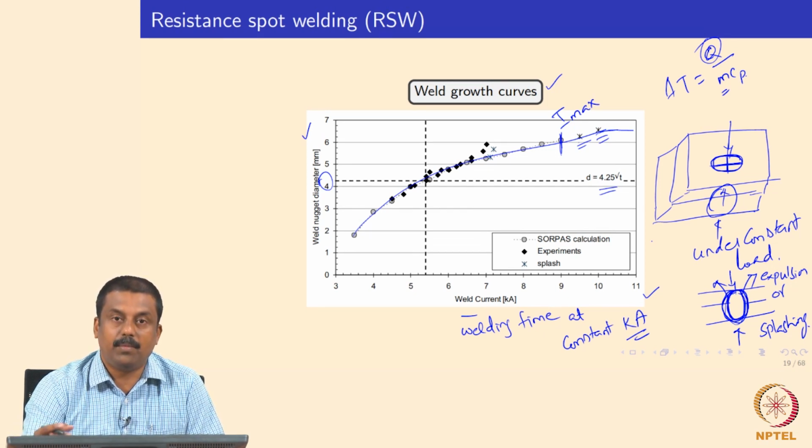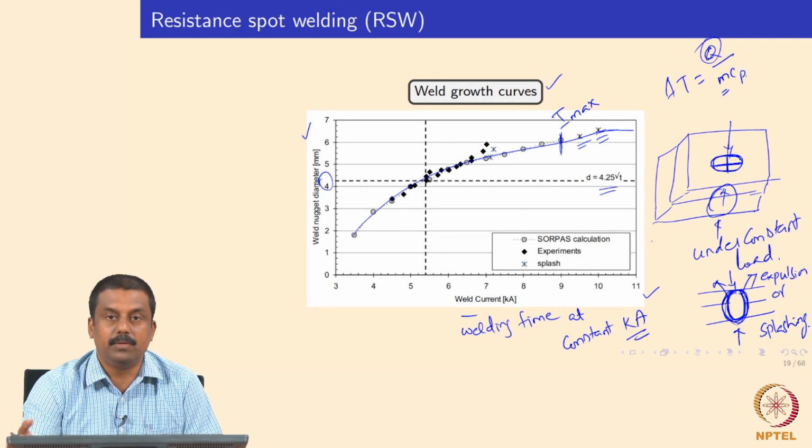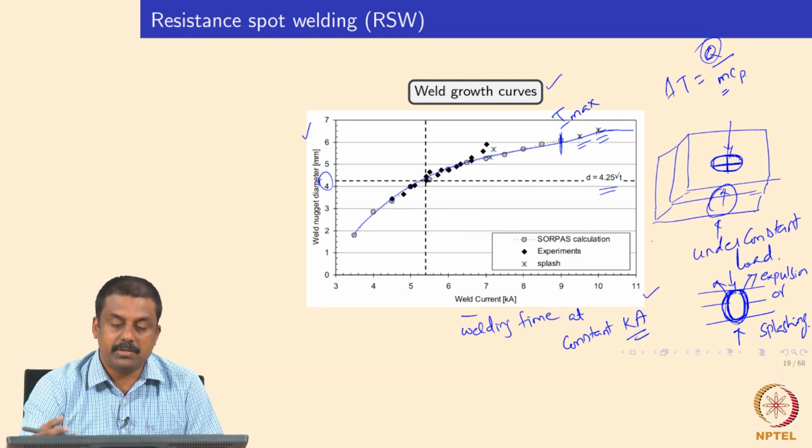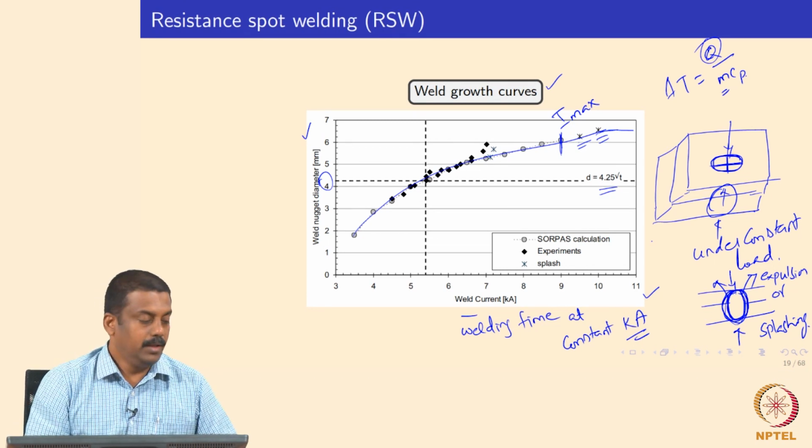They develop such weld growth curves for given thicknesses or given materials. Even if you change the composition slightly, for example, from DP 800 to DP 1000, or if you change the carbon concentration from 0.2 to 0.25, your weld growth curves would also change significantly. Similarly, if you change the thickness from 1 to 1.2, again your weld growth curve may change, and you need to identify the parameters, mainly current and welding time, for a given thickness combination. Good.